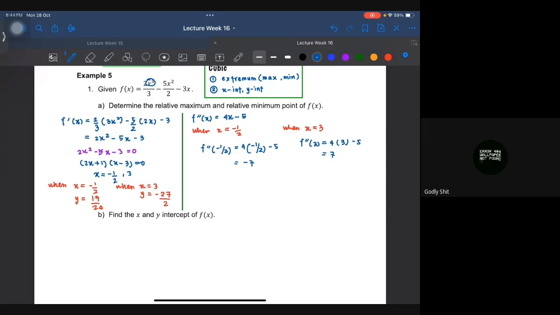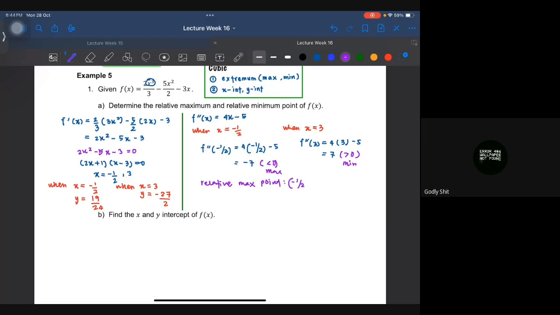Okay, so nampaklah dekat sini. So negative value less than 0 means that dia adalah maximum. Okay, so 7 is greater than 0 means that dia adalah minimum. Okay, so write a conclusion over here. Relative max point is negative 1 over 2.